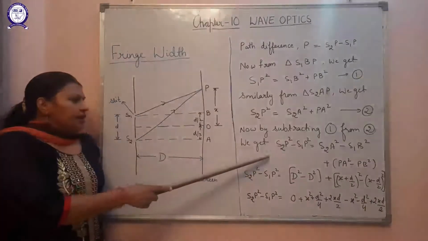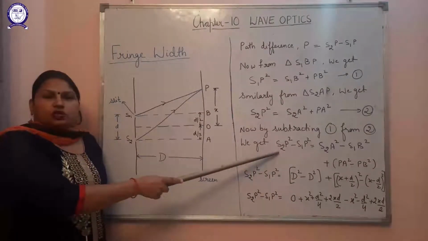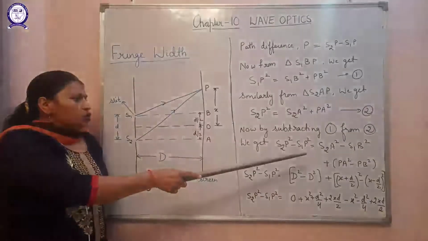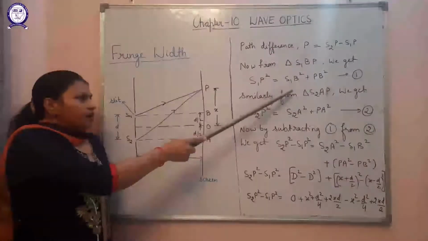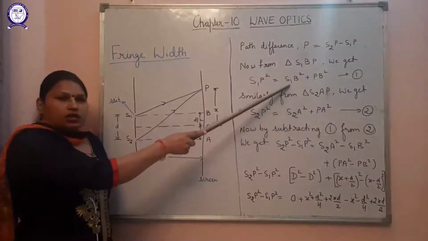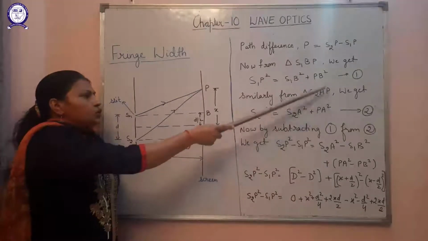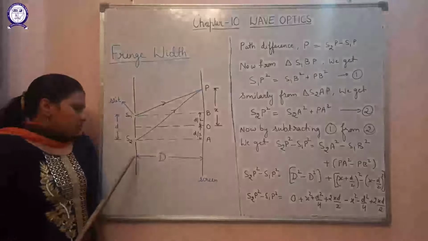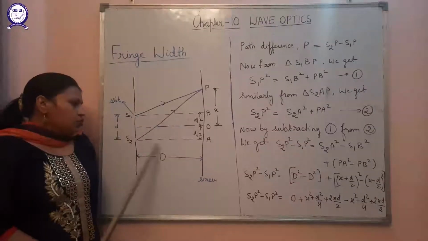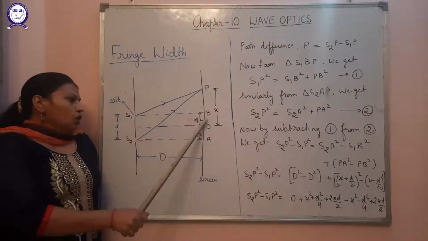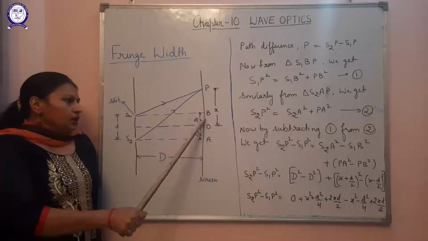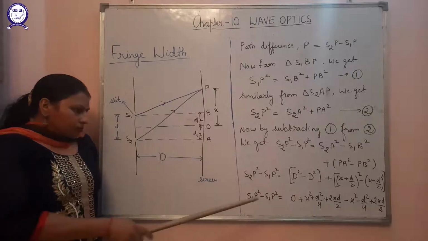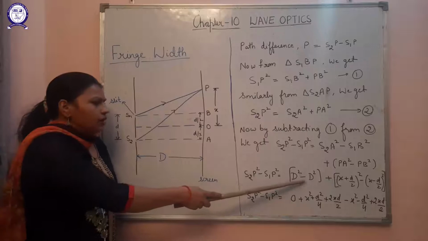So we get S2P square minus S1P square is equal to S2A square minus S1B square plus PA square minus PB square. From the geometry we see that the distances S2A as well as S1B are equal, so this is d square minus d square.